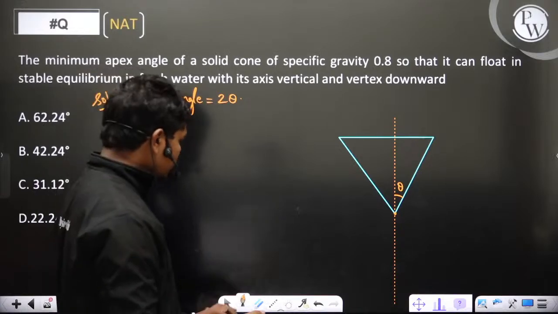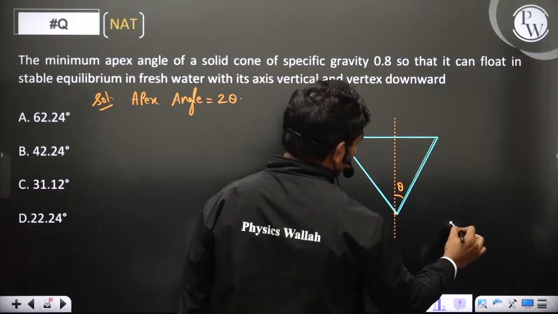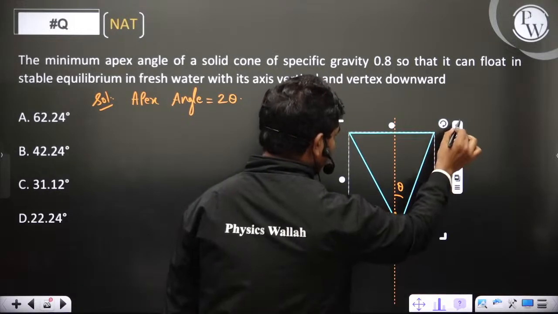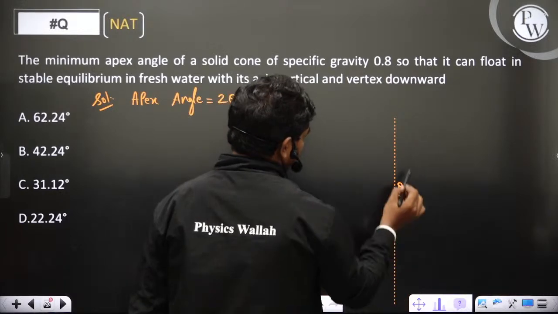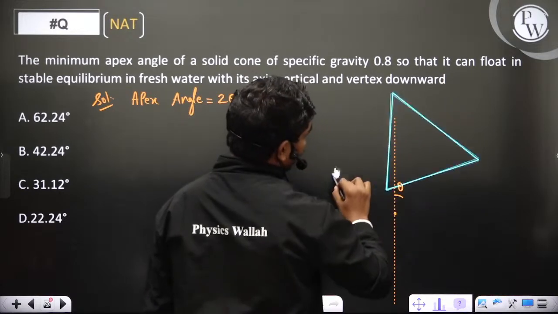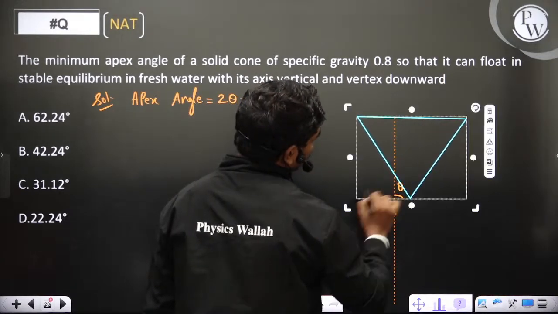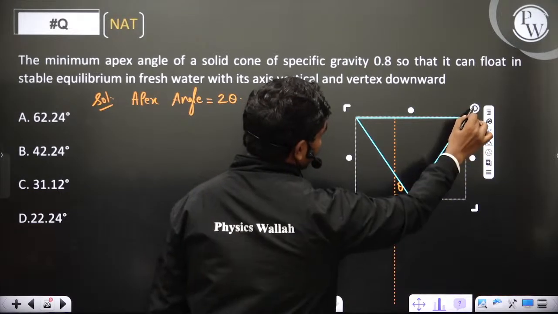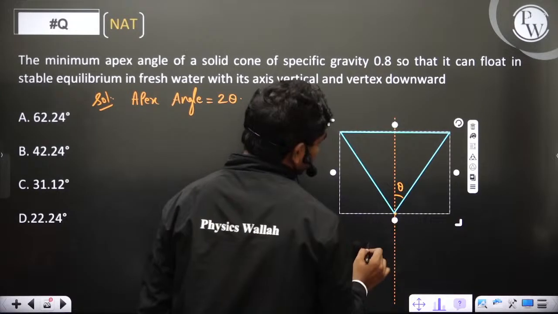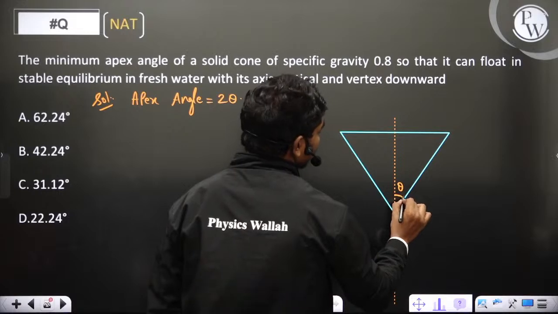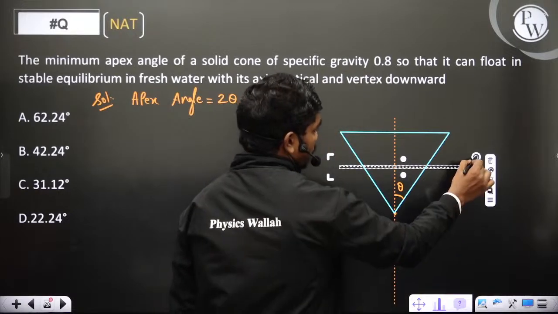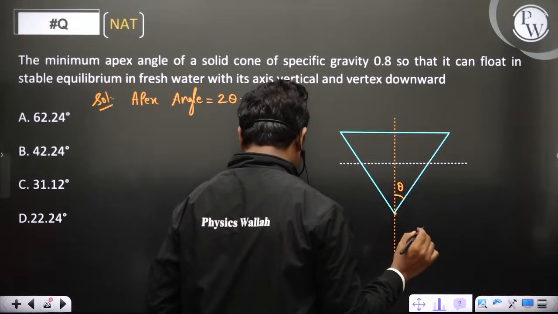Now let us see one thing. I think my cone got deflected to one side, so let us slightly pull this way and adjust it in the middle. I think I'm not drawing a proper cone, so let us draw it again. Now it's looking much better. So this is theta. Let us suppose the water line is at this location.